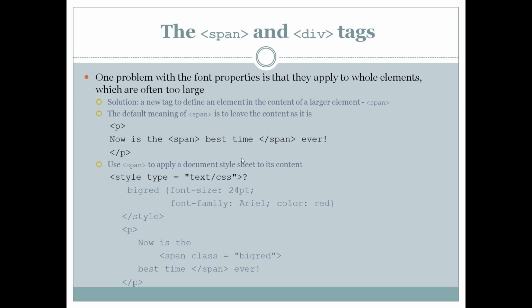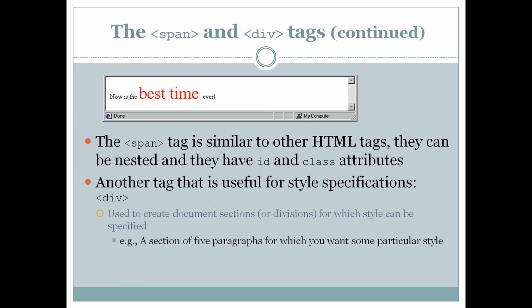Okay, so that is about a span tag. The span tag is similar to other HTML tags, as we have seen. They can be nested and they have ID and class attributes. So the span tag is like the regular HTML tags, and even a span can have ID and class attributes. Now apart from a span tag, we have another useful tag for style specification.